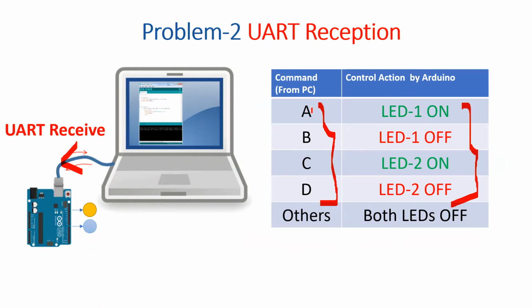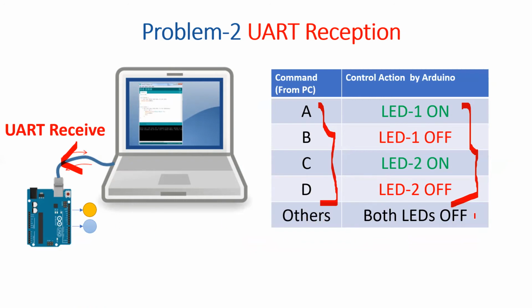In this particular scenario, we have used two simple light emitting diodes connected at pin number 12 and 13 respectively. Based on the commands sent from the computer, the Arduino will take the following control action. For example, when the computer sends command A, light emitting diode 1 is turned on. When the computer sends command B, light emitting diode 1 is off. Light emitting diode 1 is connected at pin number 13, for example. And when the command is C and D respectively, the light emitting diode 2, which is connected at pin number 12, is turned on and off respectively. And for any other command, the Arduino should turn off both.